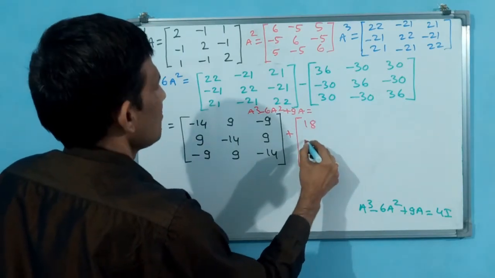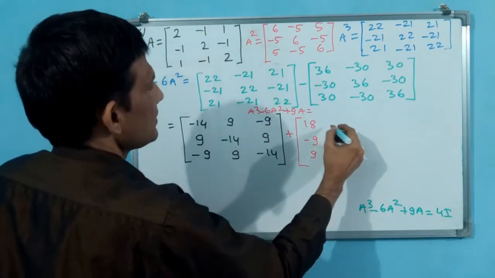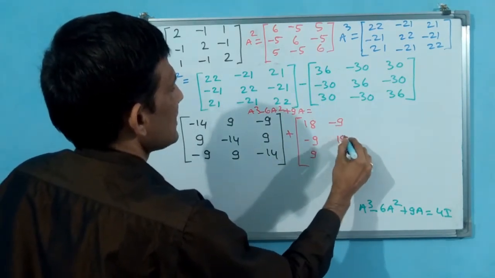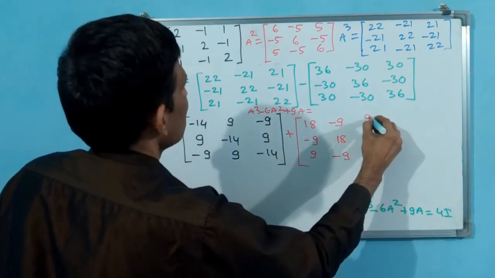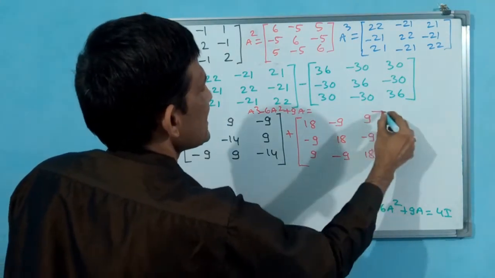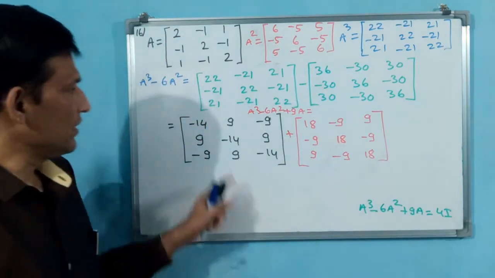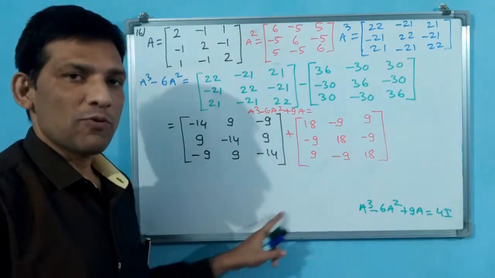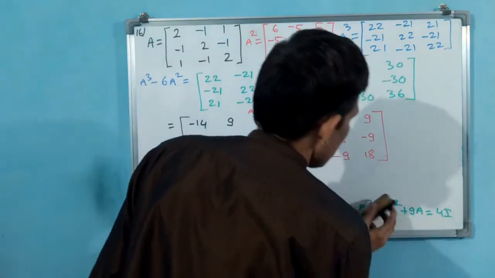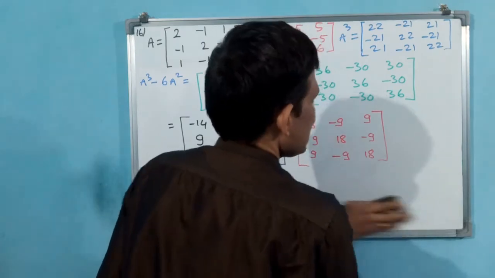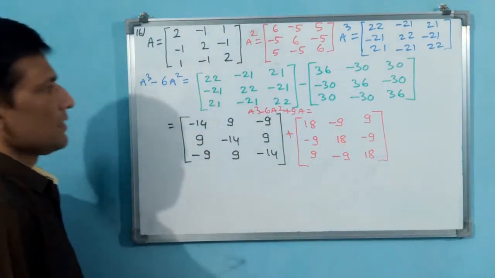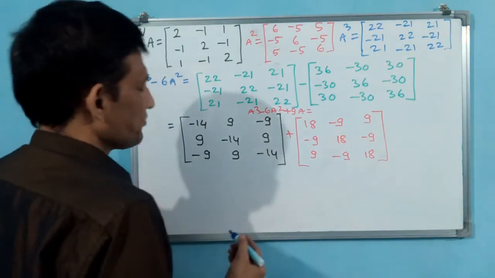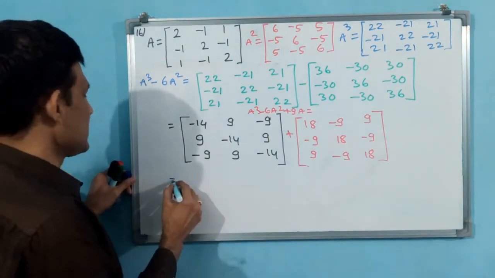18 minus 9, 9 minus 9, 18. Okay, now you see, if you do this operation, 4I has to come. If it comes automatically, we can say that it is verified. Okay, let us do it.